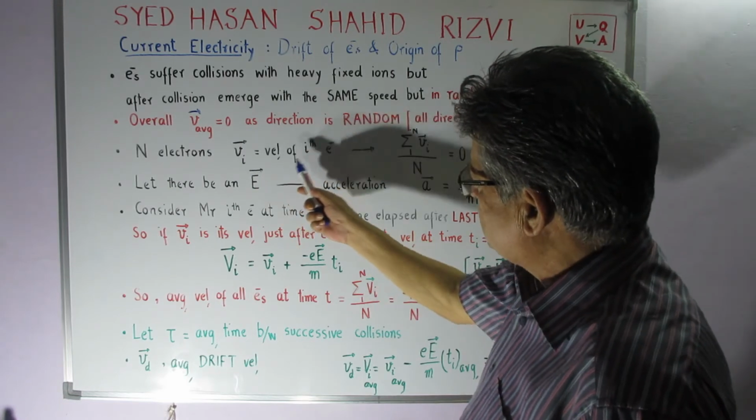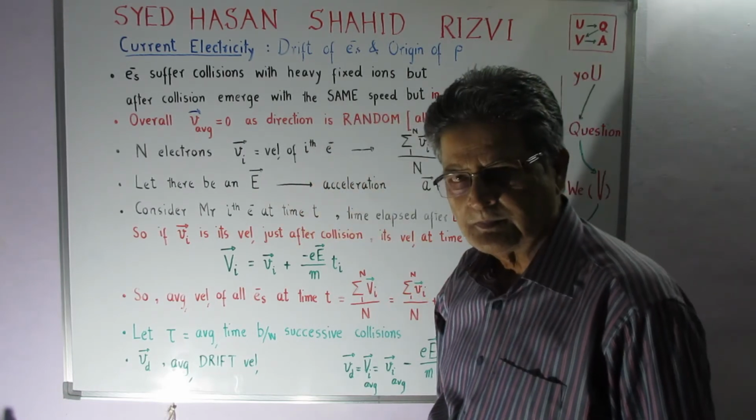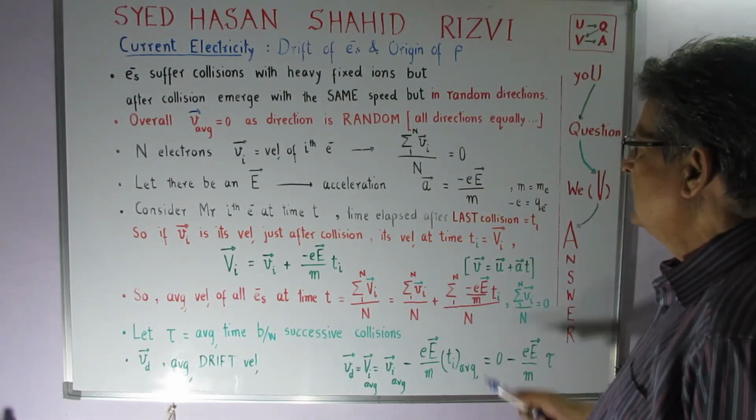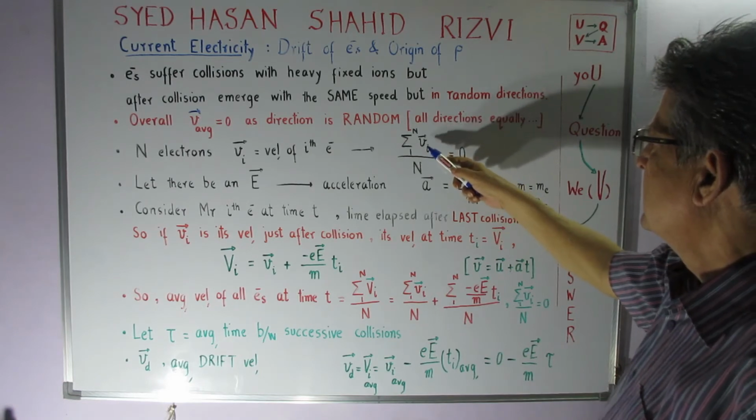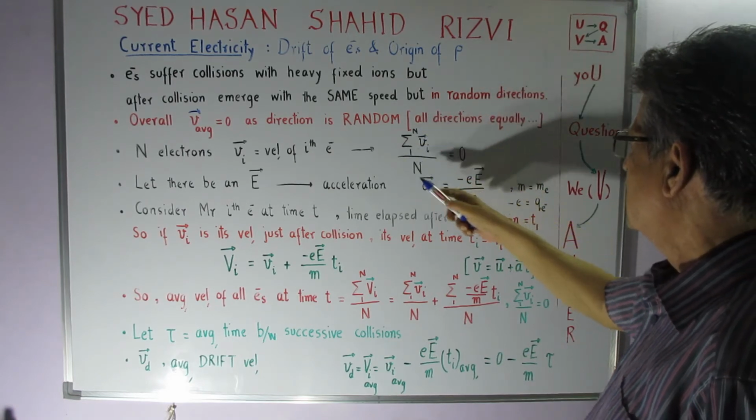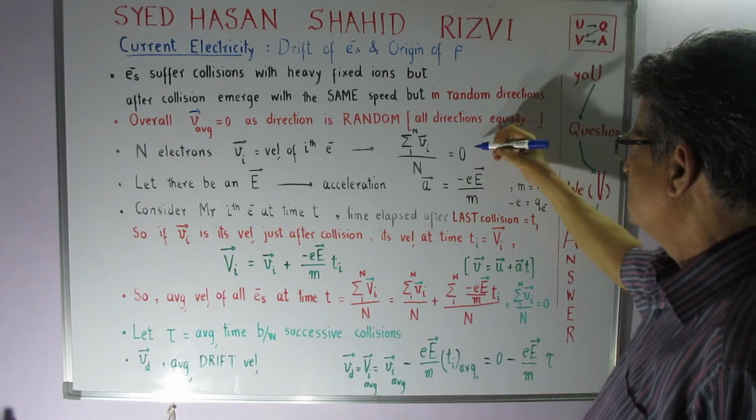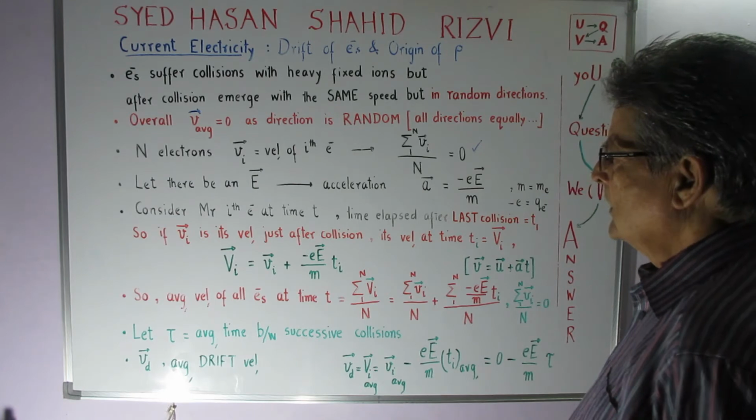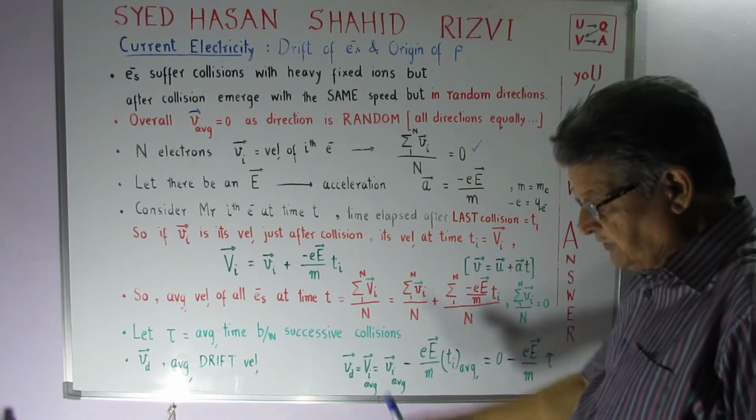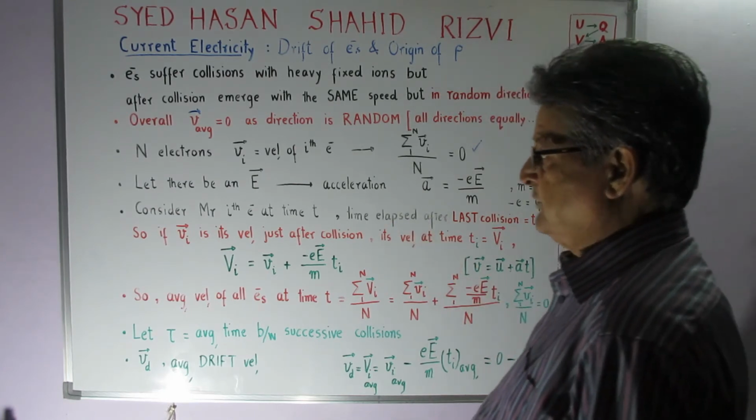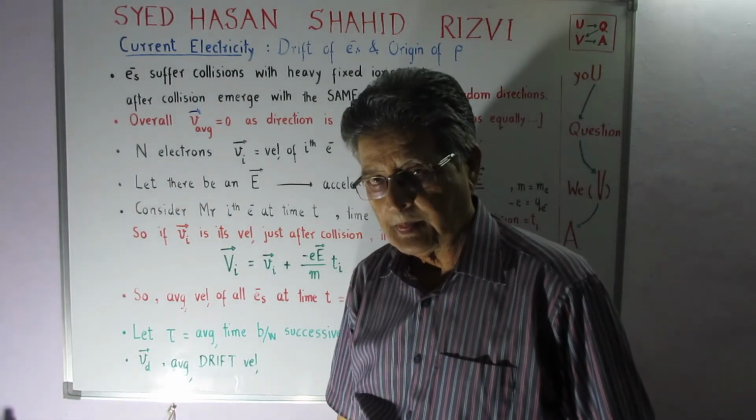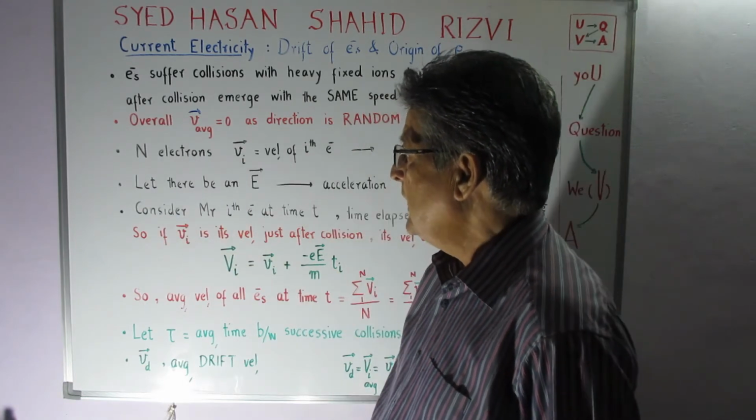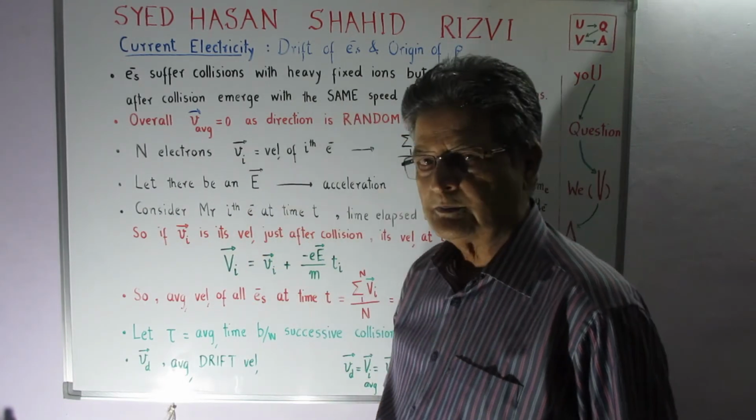Let Vi be the velocity of the ith electron. So I can say that the average velocity, the sum of Vi from 1 to n divided by n, must be equal to 0. Perfect? No problem. Now this is when no potential difference is applied. But I am writing here, let there be an electric field.